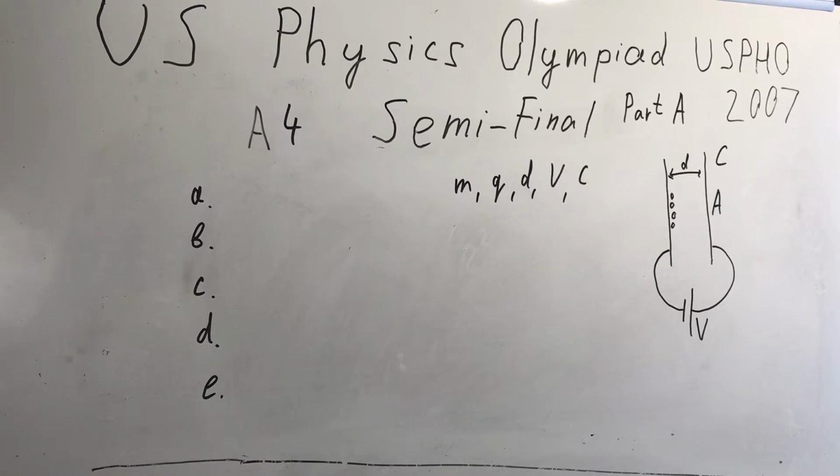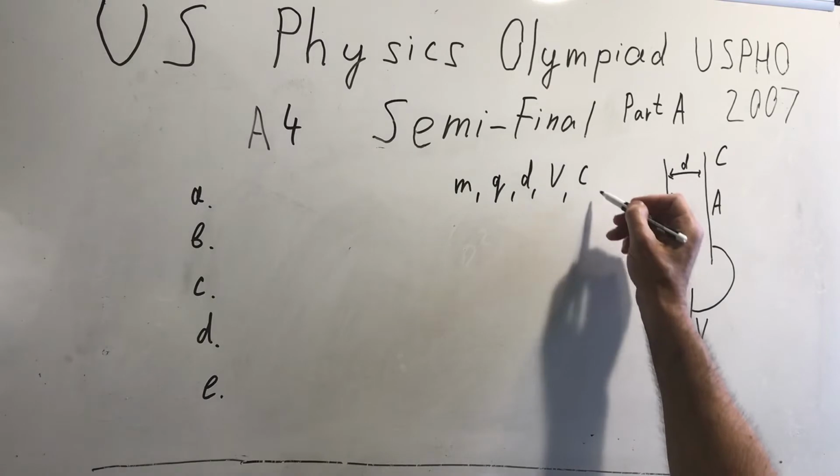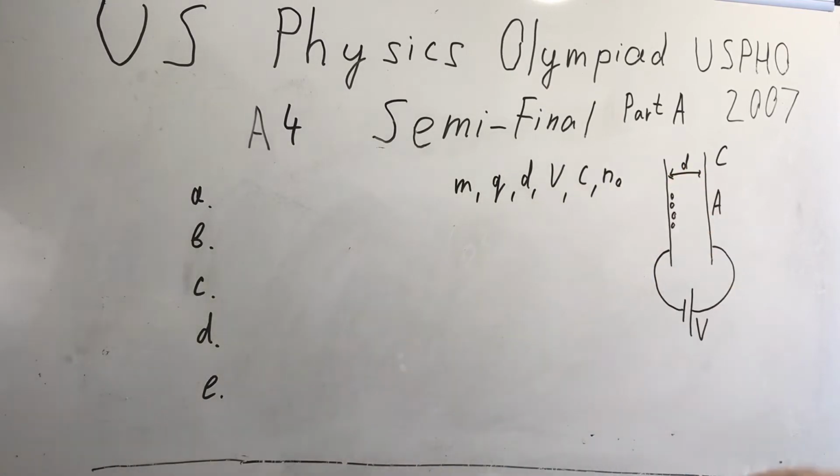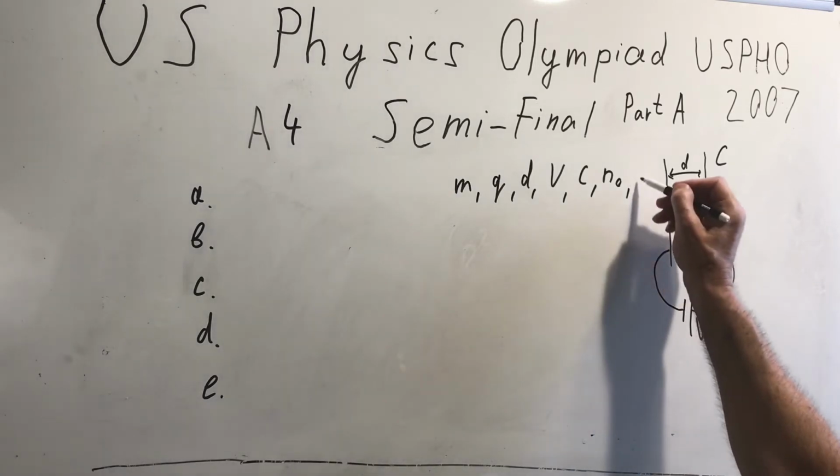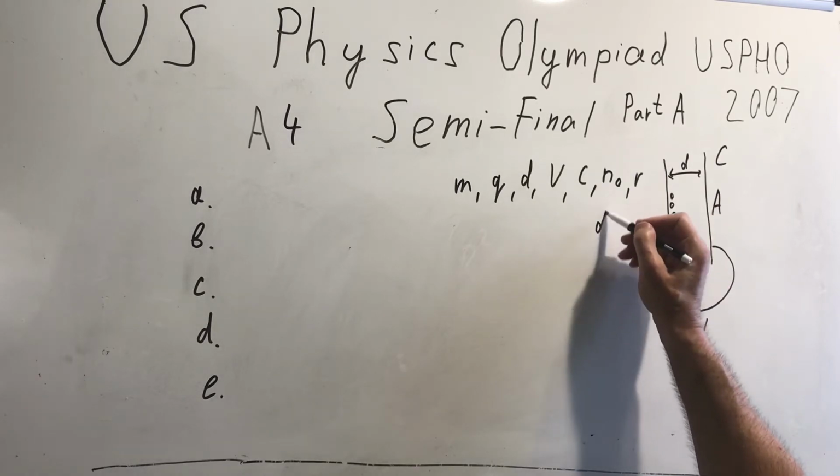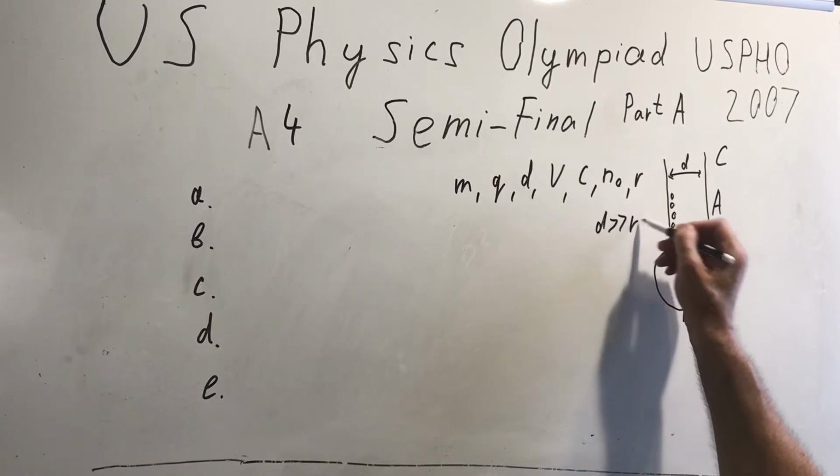There are n0 balls per unit surface area of the plate. The capacitor has a capacitance C. The separation d between plates is much larger than radius r of the balls. So we have d much larger than the radius of the balls.